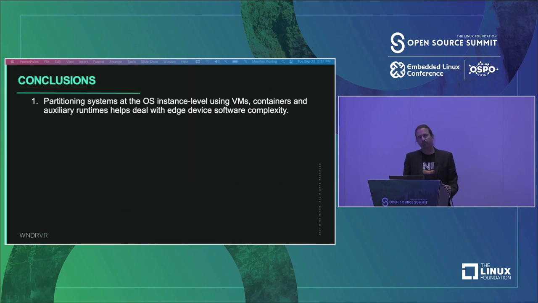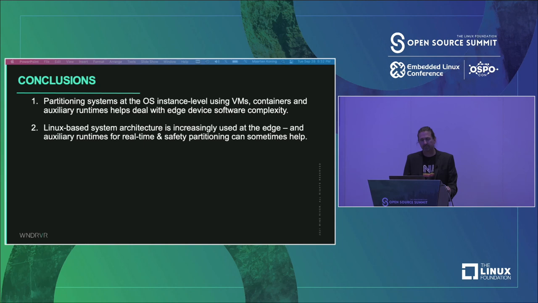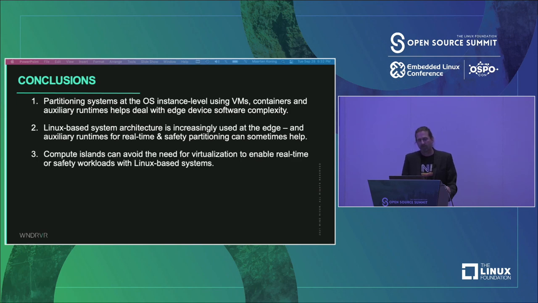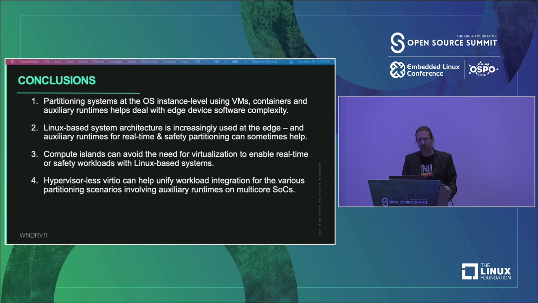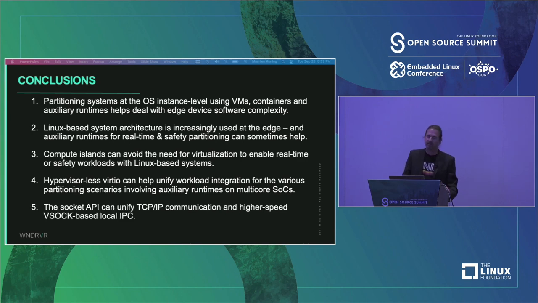All right, some conclusions. Partitioning systems at the OS instance level using virtual machines, containers, and auxiliary runtimes helps deal with edge device software complexity. Linux-based system architecture is increasingly used at the edge, and auxiliary runtimes for real-time and safety partitioning can sometimes help, though maybe less in the future as Linux gets better at real-time and perhaps even safety. Compute islands can avoid the need for virtualization to enable real-time or safety workloads with Linux-based systems. Hypervisor-less virtio can help unify workload integration for the various partitioning scenarios involving auxiliary runtimes on multi-core SoCs, and the socket API can unify TCP/IP communication and higher speed VSOC-based local IPCs.